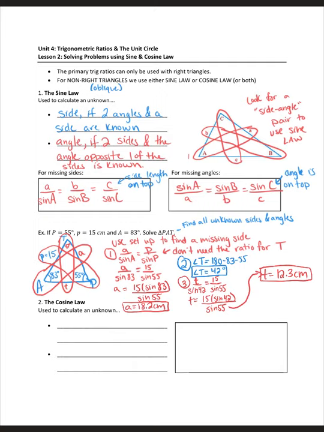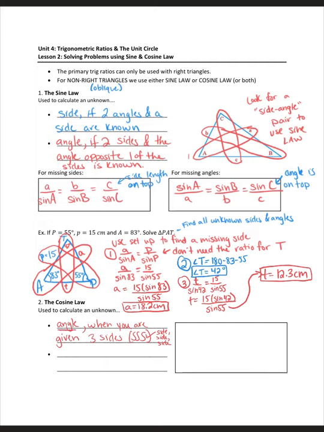Let's look at when we use cosine law. So cosine law is used to calculate an unknown angle, as you can imagine, when you are given all three sides. And this will sometimes be referred to as side, side, side, or SSS. Side, side, side. So that's cosine law.